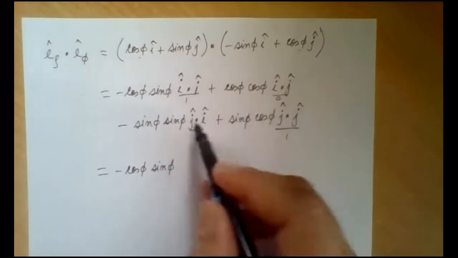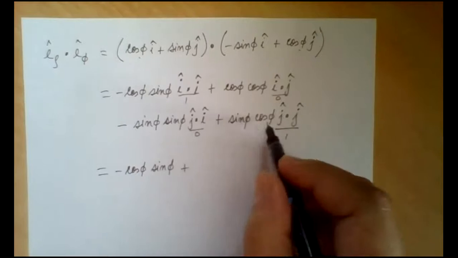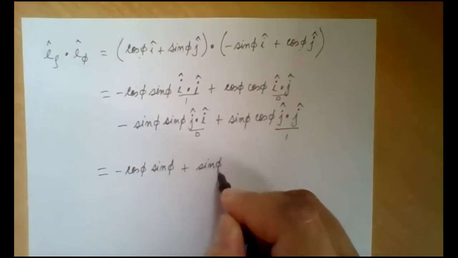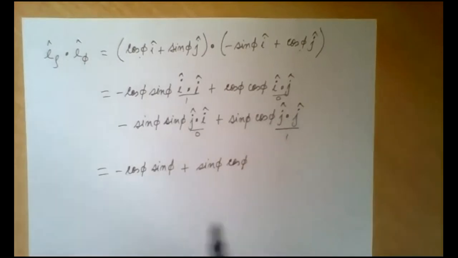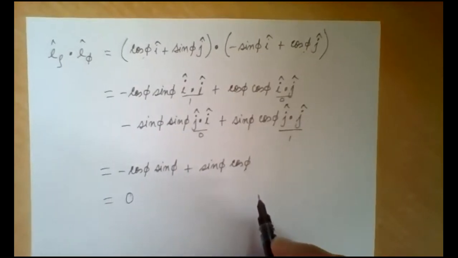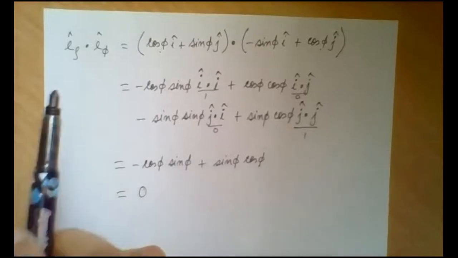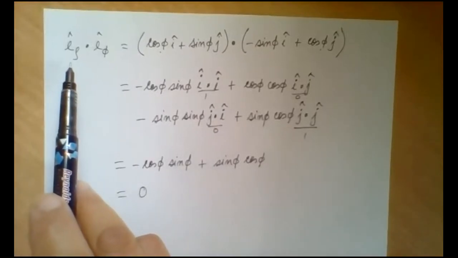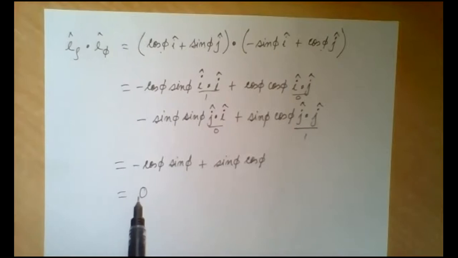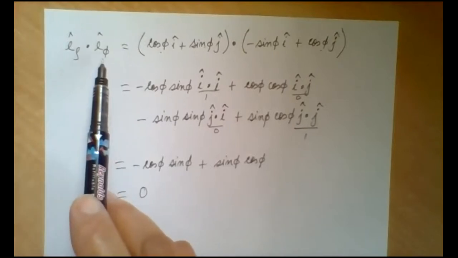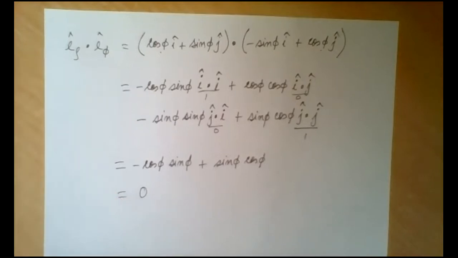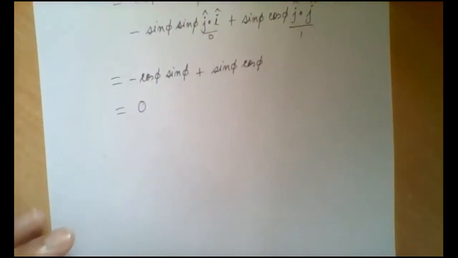So we get plus sin phi cos phi. The final answer is minus cos phi sin phi plus sin phi cos phi. This will cancel out and become 0. So what have we obtained? We have obtained that the dot product of E rho and E phi is 0. That means the unit vector along the rho curve and the unit vector along the phi curve are mutually orthogonal.